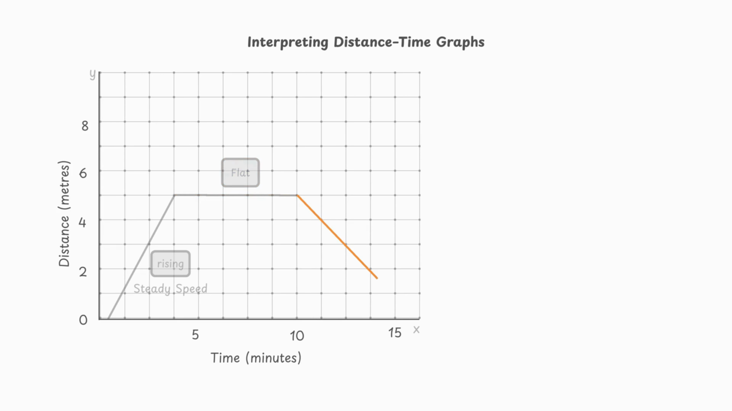Now the orange line slopes downward towards 0. This means the distance from the starting point is decreasing, so the object is returning back towards where it started. Again, the straight line shows the movement happens at a constant speed.